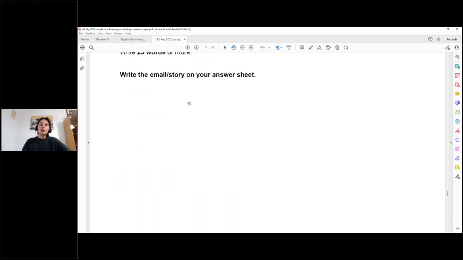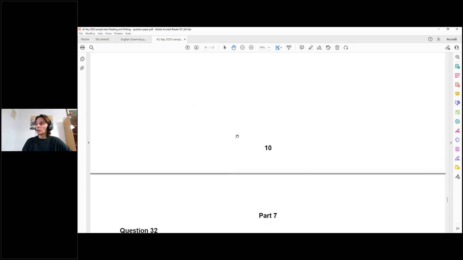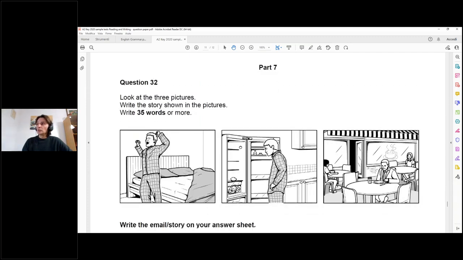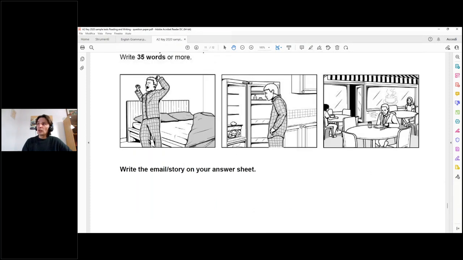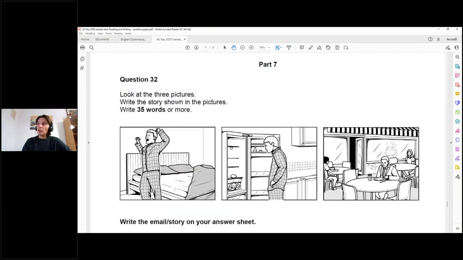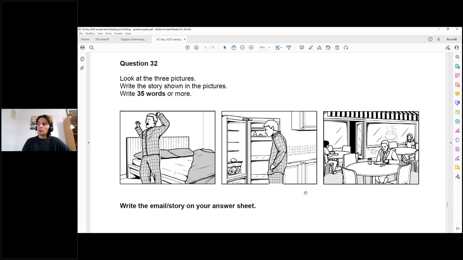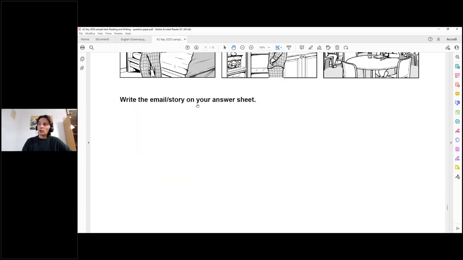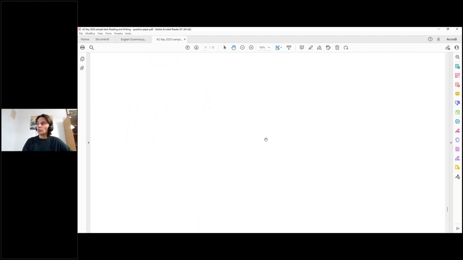And please notice, you must send me your email on our WhatsApp group, okay? So that I can actually check it. Part 7. Once again, part 7, you have to write 35 words or more. Write the email or the story on your answer sheet, but you have to write it and send me the text on our WhatsApp group so that I can check it. Okay, so it's about 12 pages.